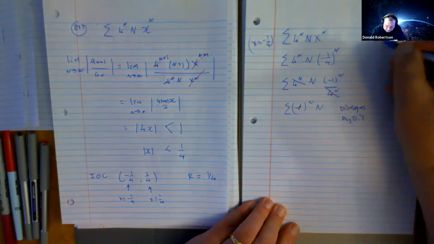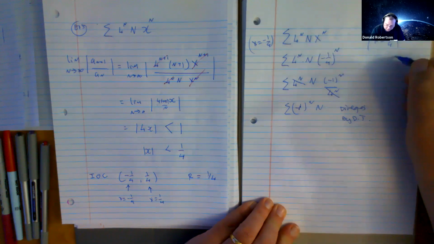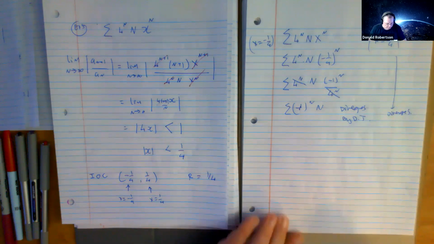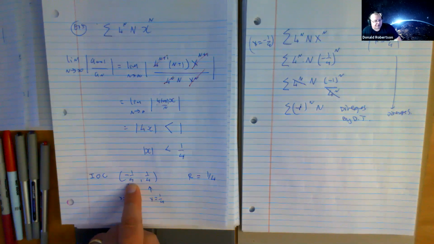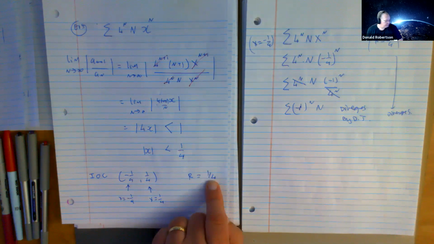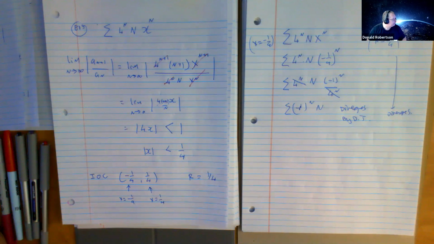Can I just tell you, because I'm not going to spend time on it, that this also diverges. So the interval of convergence is the same value as it was when it started. Radius of convergence is 1/4. Any questions? Are we good so far?